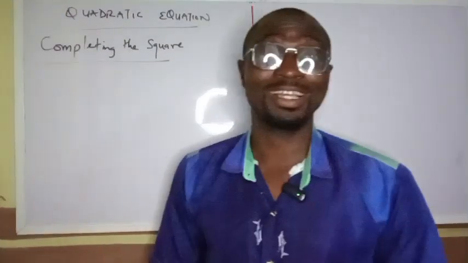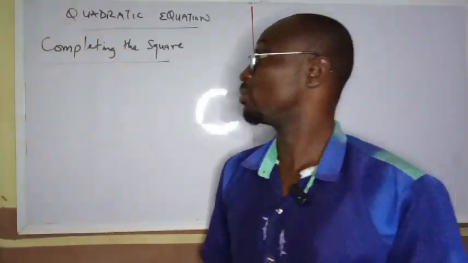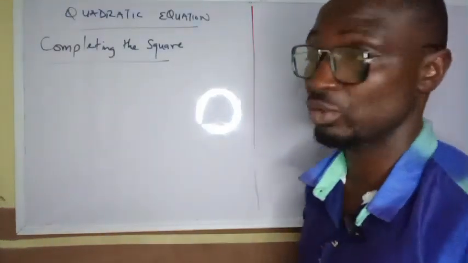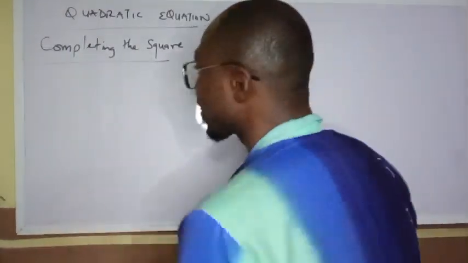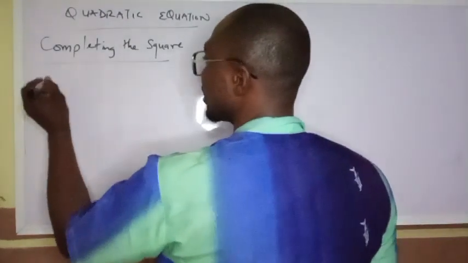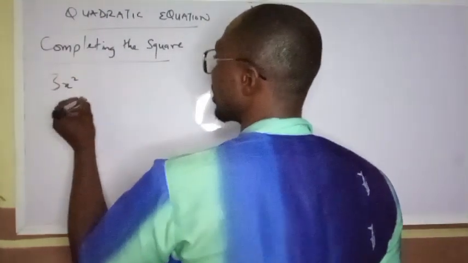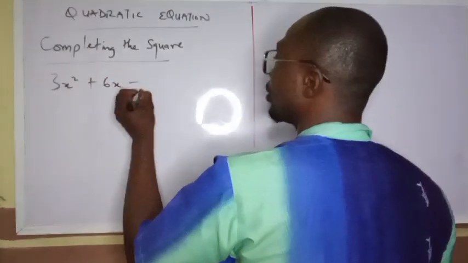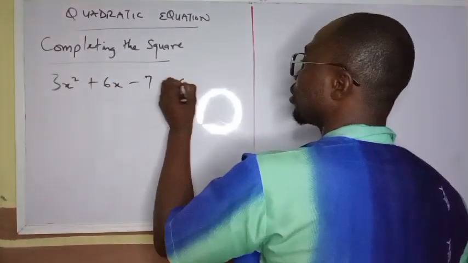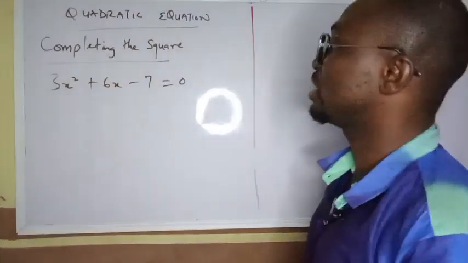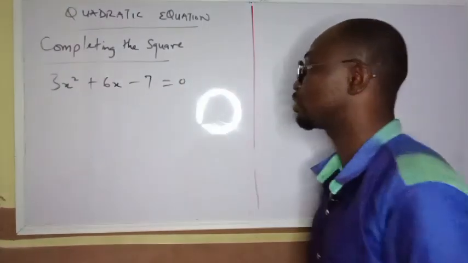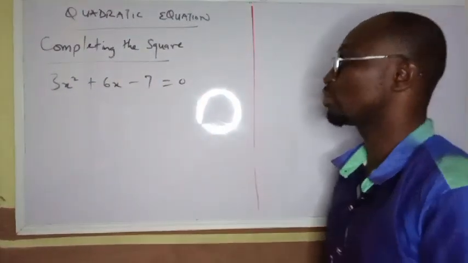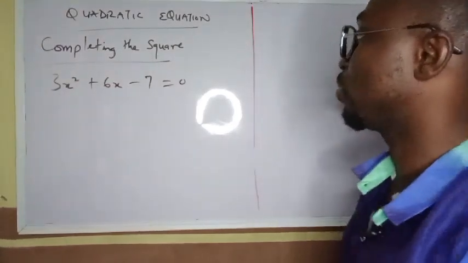Welcome back. Another method we will use in solving quadratic equations is the completing the square method. So let's pick a question. Let's have 3x squared plus 6x minus 7 is equal to 0. This is a quadratic equation, and we want to use the completing the square method to solve it.